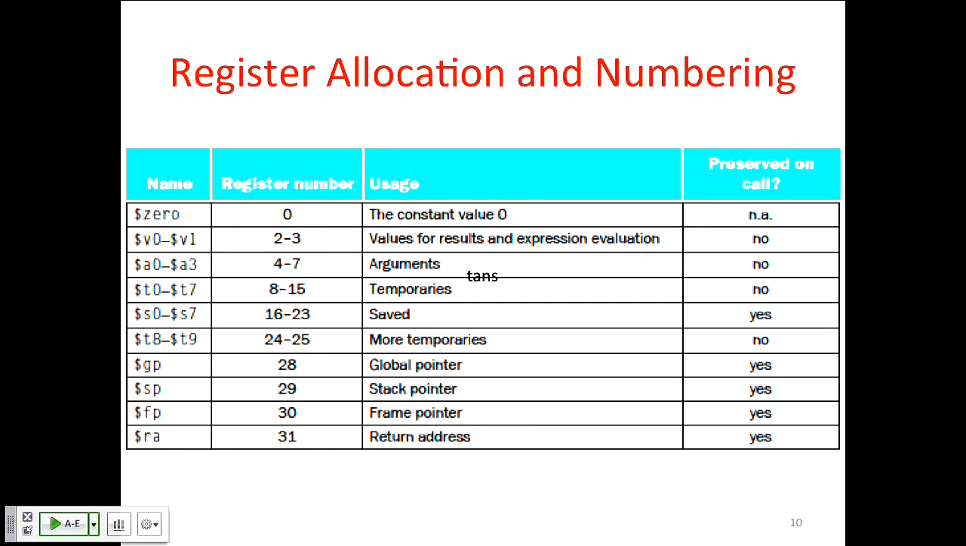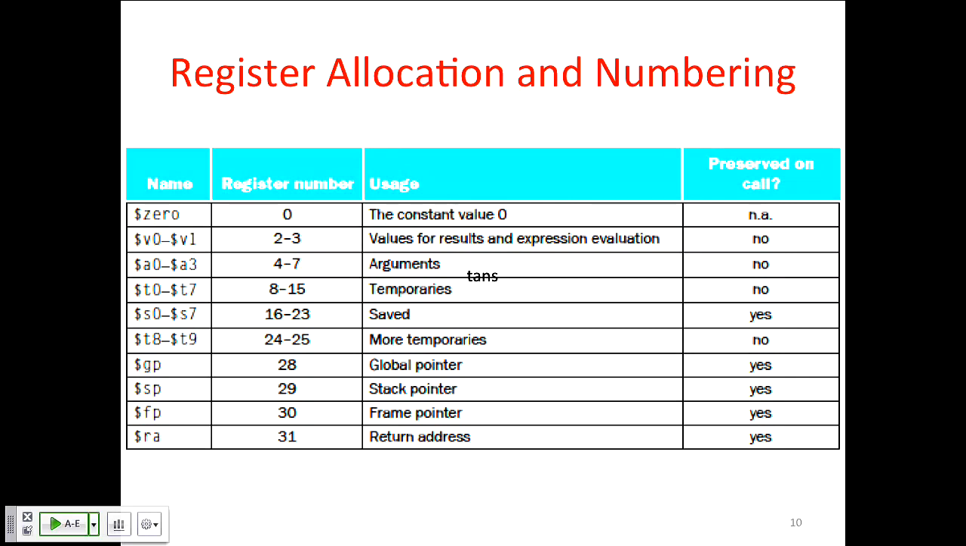So V0 and V1 are allocated to registers 2 and 3. A0 through A3 are the argument registers allocated to registers 4 through 7. The temporary registers, T0 through T7, 8 through 15, and so on. These are the saved registers. A couple of temporaries are up here for some arcane reason, why they're not contiguous. And here's the global pointer, the stack pointer, and the frame pointer in these last few register numbers there.